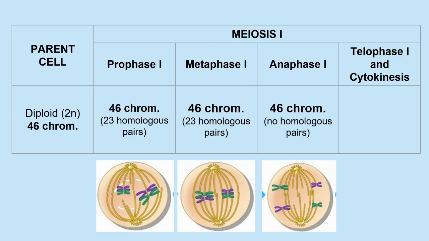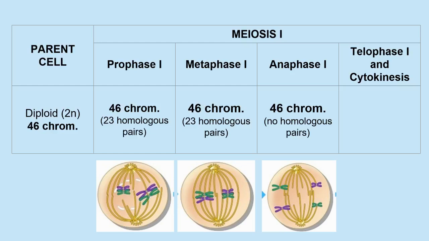It is still the same: 46 chromosomes but no homologous pairs, po. Bakit po? As you can see here in the metaphase I, magka-partner po yung homologous chromosomes natin. But during the anaphase I, pinaghiwalay po sila. So no homologous pairs. Pero bakit nag-remain po ang bilang ng chromosomes natin?